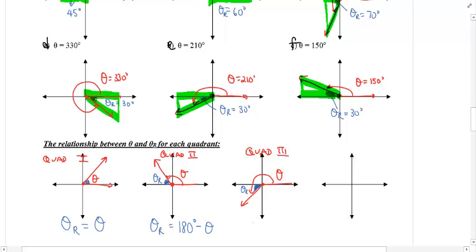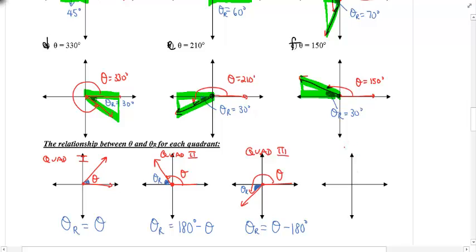Well, theta r seems to be larger than 180 degrees. It's like a little bit of extra. So in this case, theta r will be the angle theta, because that's more than 180, subtract 180 degrees. So notice quadrant 2 and quadrant 3 are almost the same, but you have to reverse the order of the subtraction.